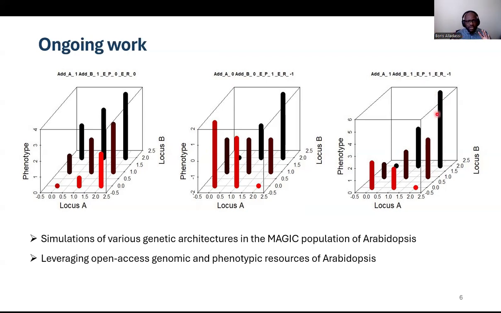So in short, we are very excited about this new model, and we look forward to getting to a step where we can make it available to the plant science community.